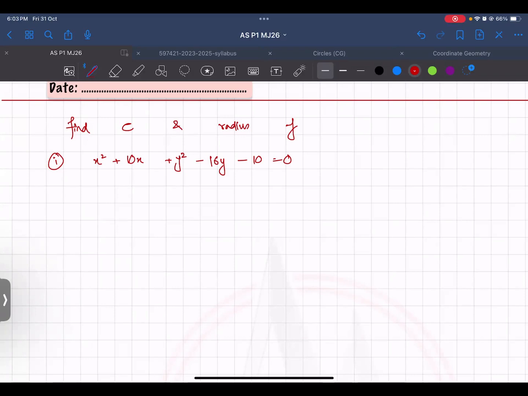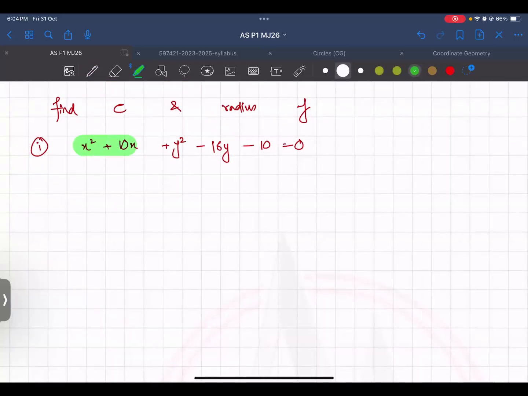Anyone? Any ideas? This is something, if you think about it, you can get it as well. Ryan, Munib, do you have any idea? No idea. You can use completing the square form. You have done it in quadratics. You would need to apply completing the square form for both of these parts.